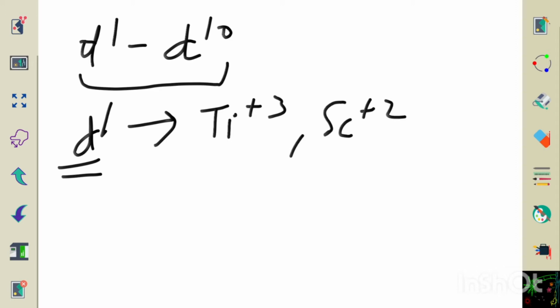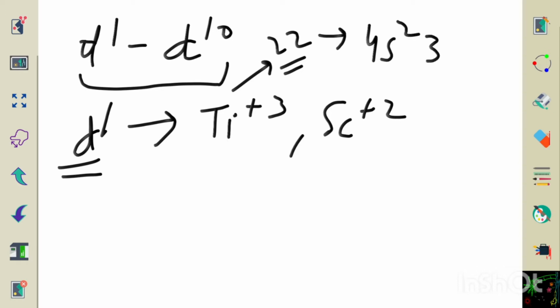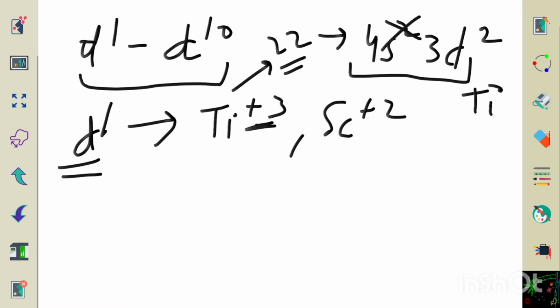If we want to write the term symbol for the d1 electronic configuration, say it is titanium plus 3 or scandium plus 2. As all of you know how to write the electronic configuration, let me recall it. For titanium, the atomic number is 22. According to the above principle, you will write its electronic configuration, and the last electrons will go to 4s2 and 3d2. This is for the titanium atom. For titanium plus 3, 3 electrons are to be removed: 2 electrons will go from 4s, 1 electron will go from 3d, so it will be 3d1. So it belongs to the d1 configuration.